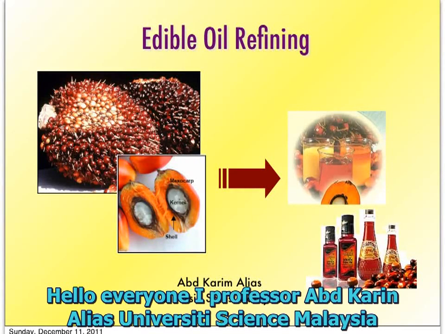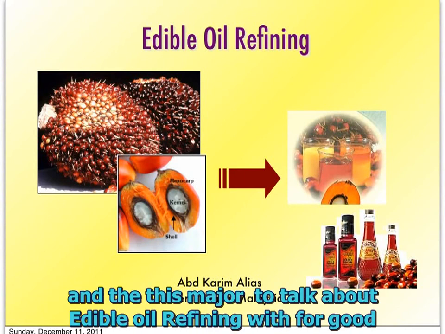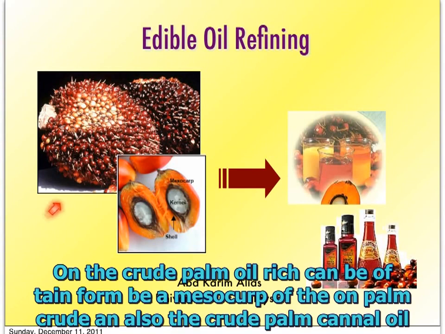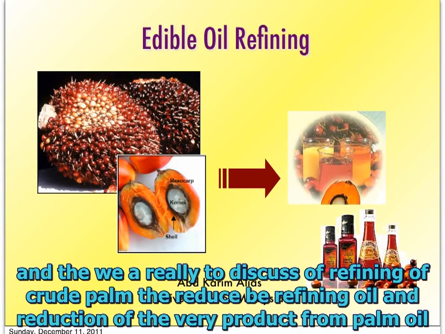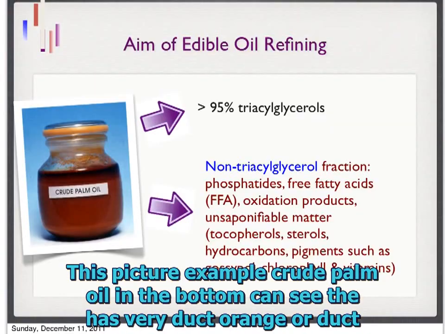Hello everyone, I'm Professor Abdul Karim from University of Science Malaysia, and in this lecture I'm going to talk about edible oil refining with focus on the crude palm oil, which can be obtained from the mesocarp of the oil palm fruits, and also the crude palm kernel oil. And we are going to discuss the refining of this crude oil to produce the refined oil and the production of the various products from the palm oil.